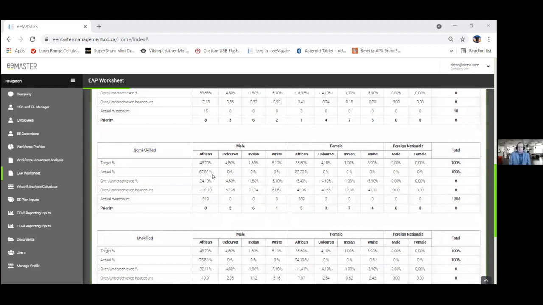You also see the target here for African males is 43.7%. The actual representation here is 67.8%, which means they are overachieved by 24.1%, which is why they are priority number 8, because they have 819 of the 1,208 employees on this occupational level.